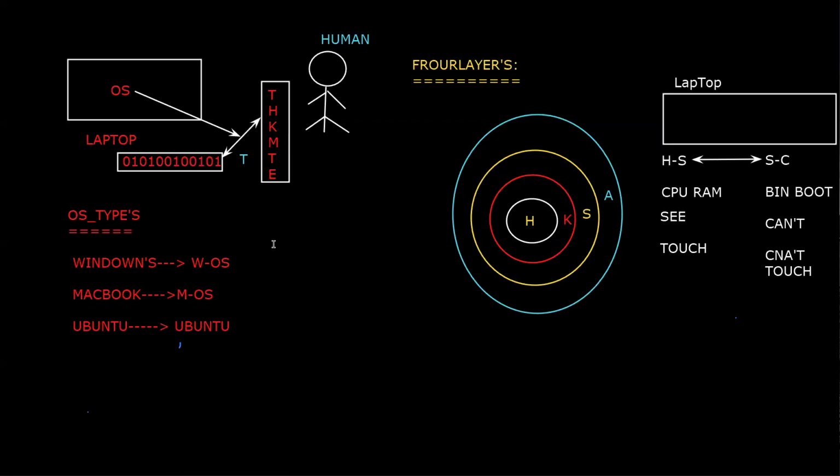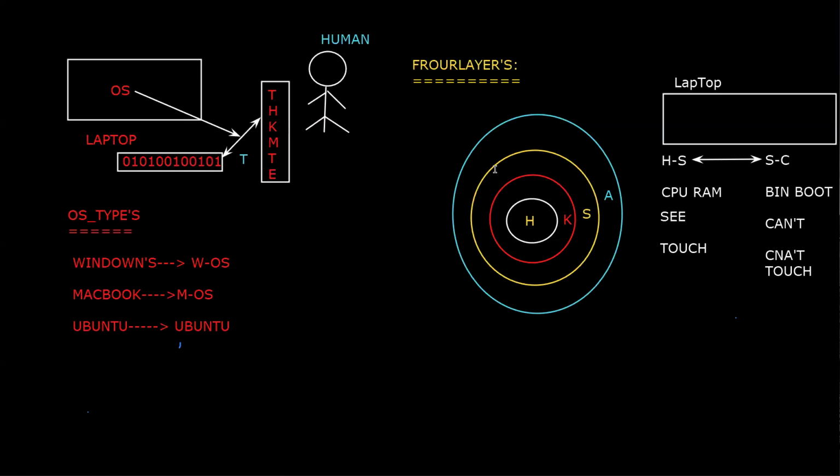Next, we discussed OS types. Usually we have three major types of OSs: Windows, MacBook, Ubuntu. If you are using a Windows laptop, you have the Windows OS. If you are using a MacBook, you have the Mac OS. If you are using Ubuntu, you have the Ubuntu OS. Next, we discussed the architecture of OS. Usually in the architecture we have four layers.